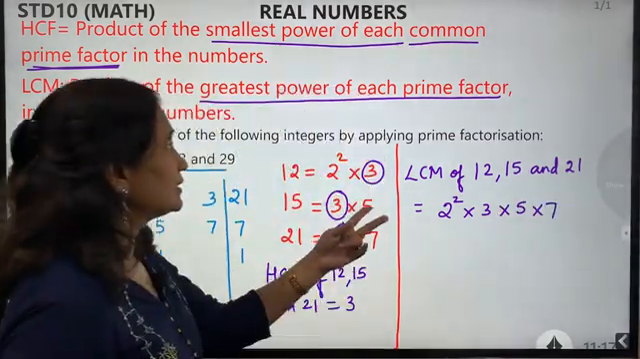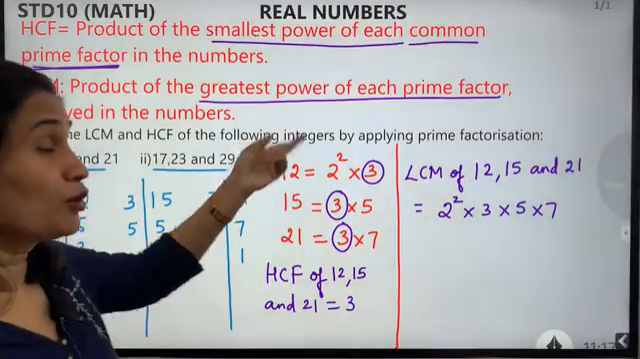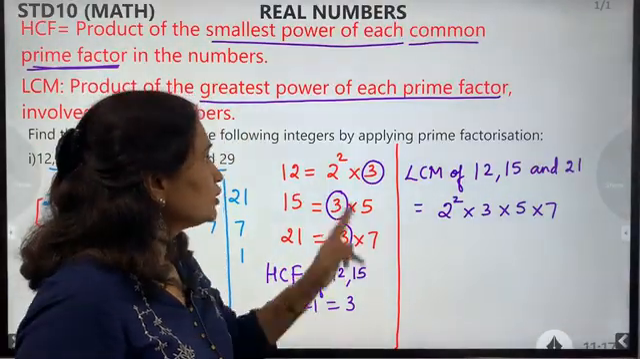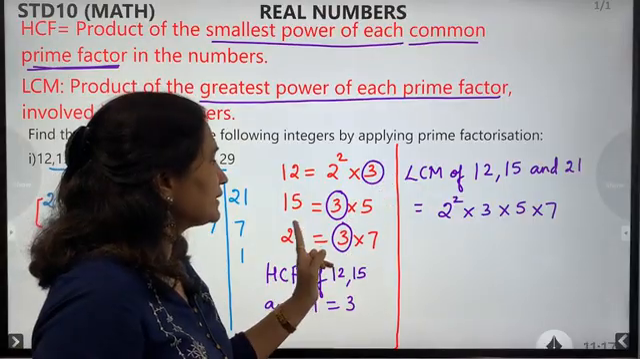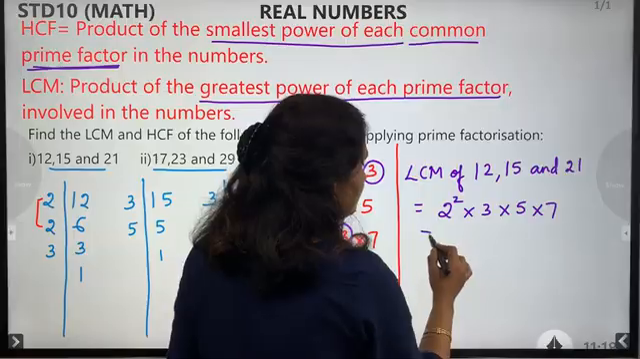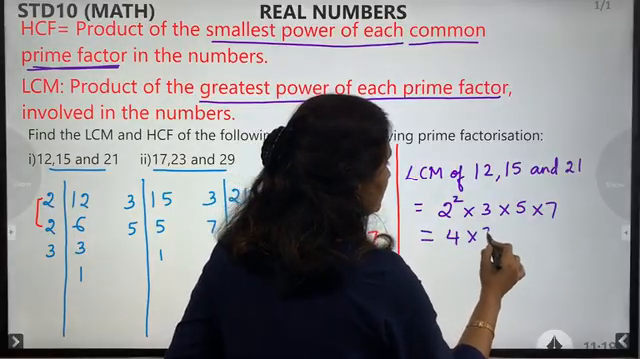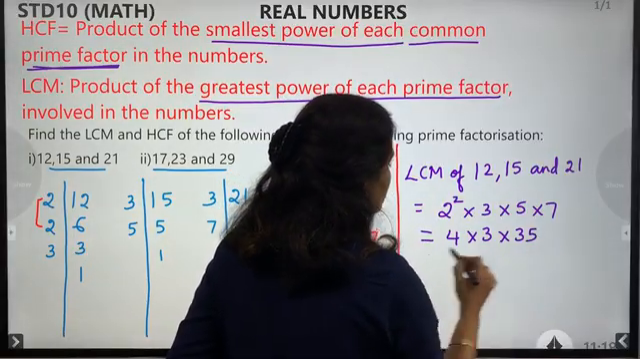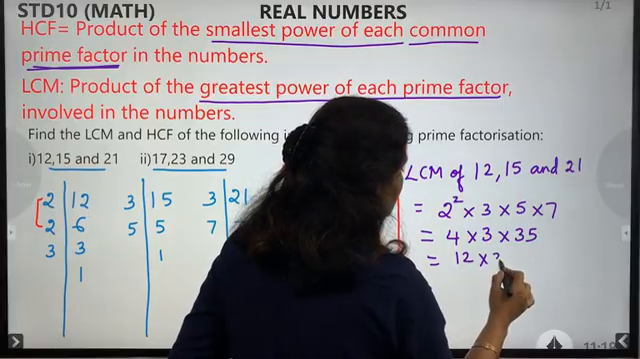So what did we do in LCM? We took the greatest power of each prime factor. So we took 2, 3, 5 and 7, but for 2 we took the greatest power. So now here it will become how much, children? 4 into 3 into 35. So that will give me 12 into 35.